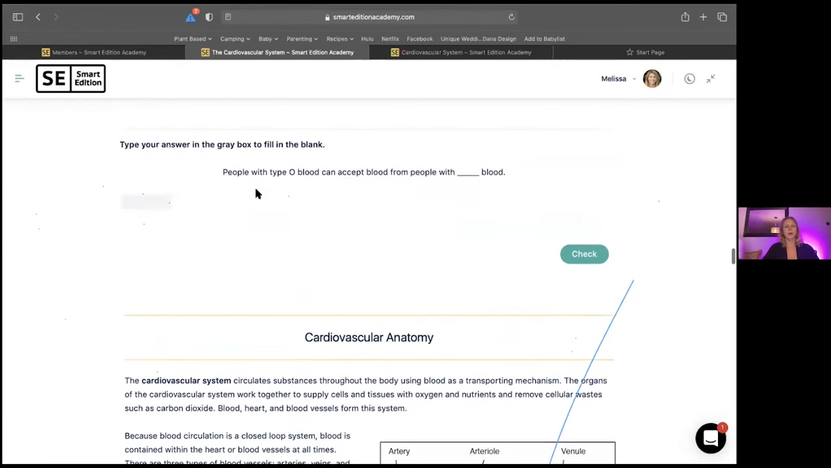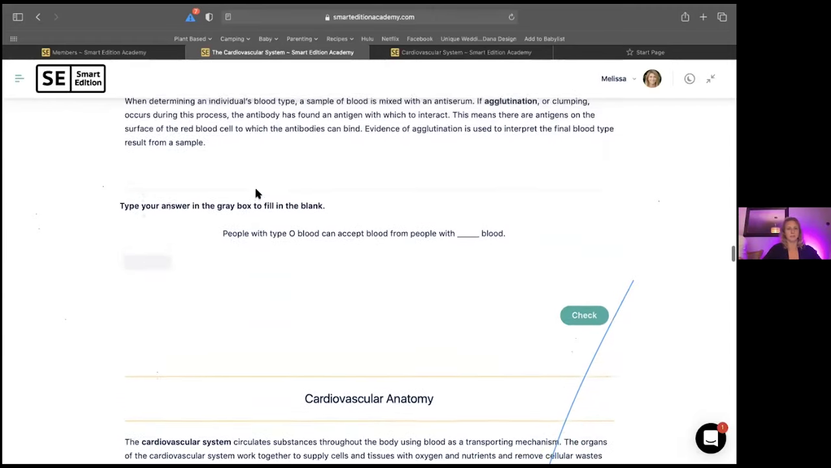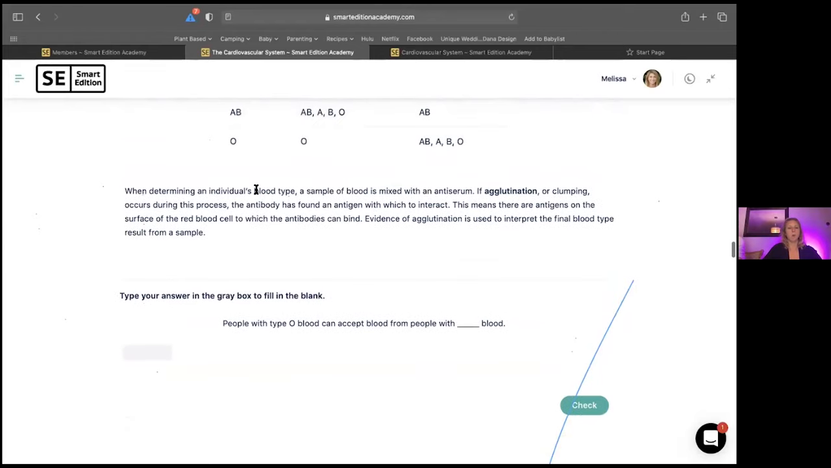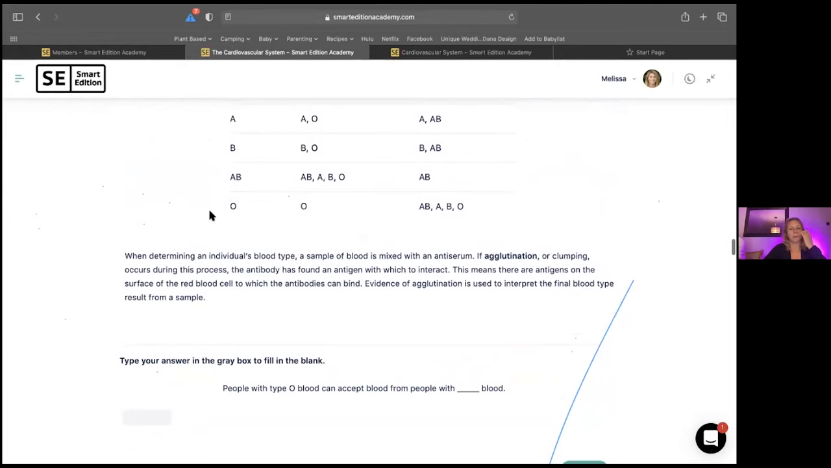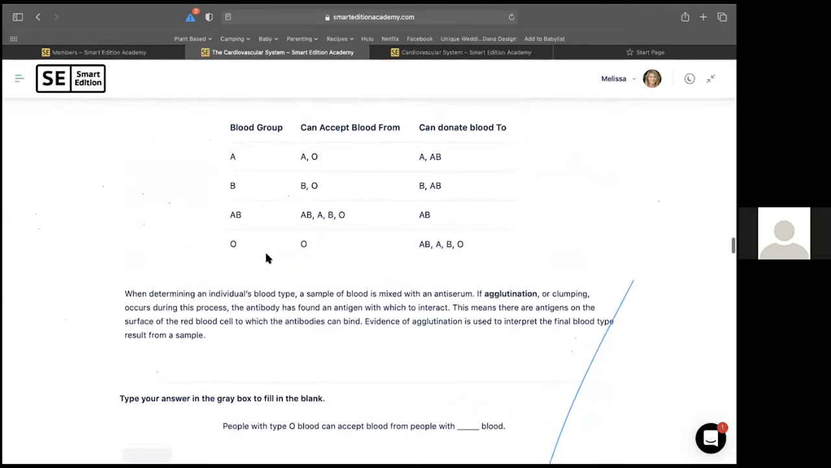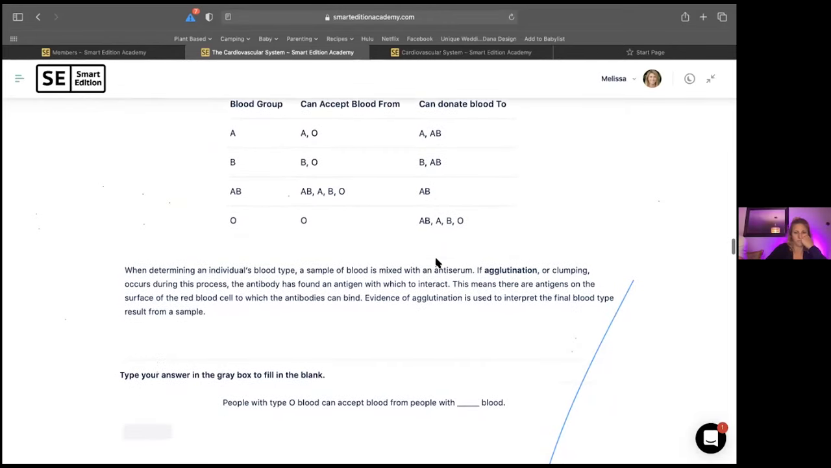We should. All right, people with type O blood can accept blood from people with... Come on, guys, you know this. There's only so many blood types. Type O blood can accept blood from people with blank blood. Oh boy, we were all over the board here. We got type O, type AB, just O, type O. Most of us have O here. Someone's got all. AB only from O.